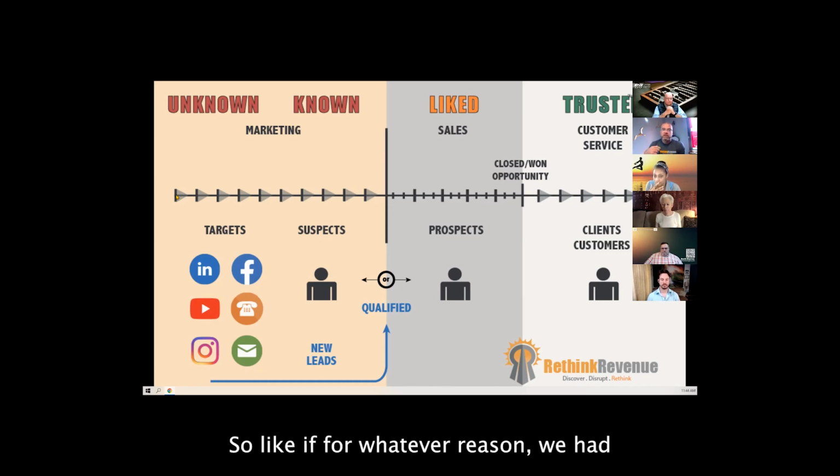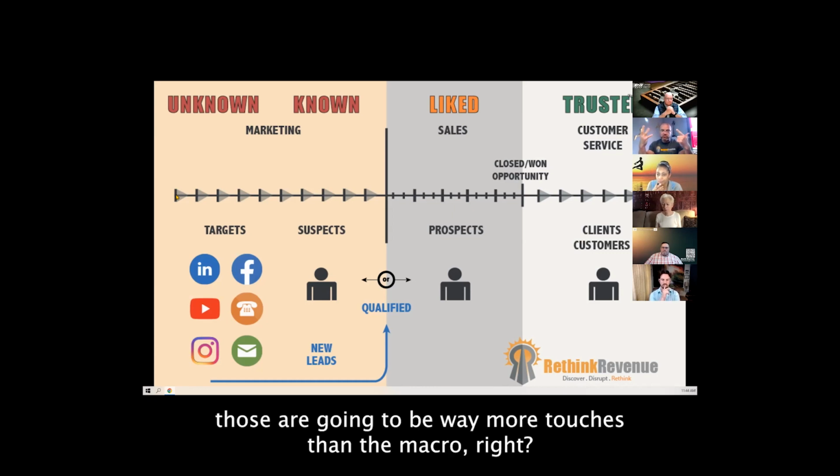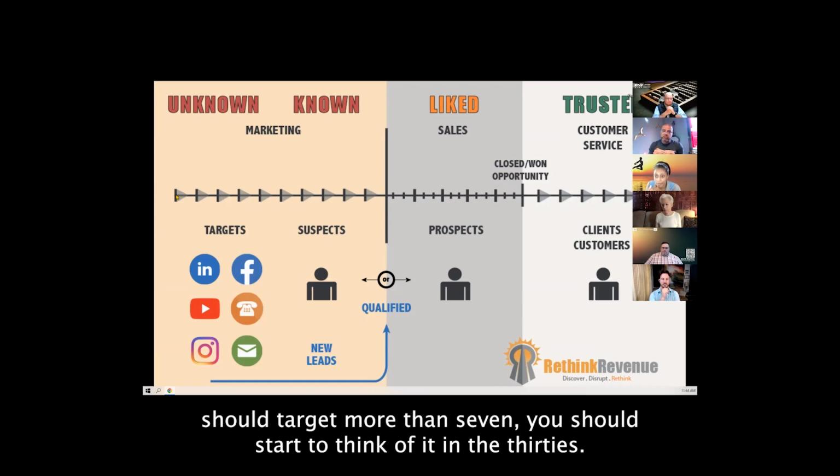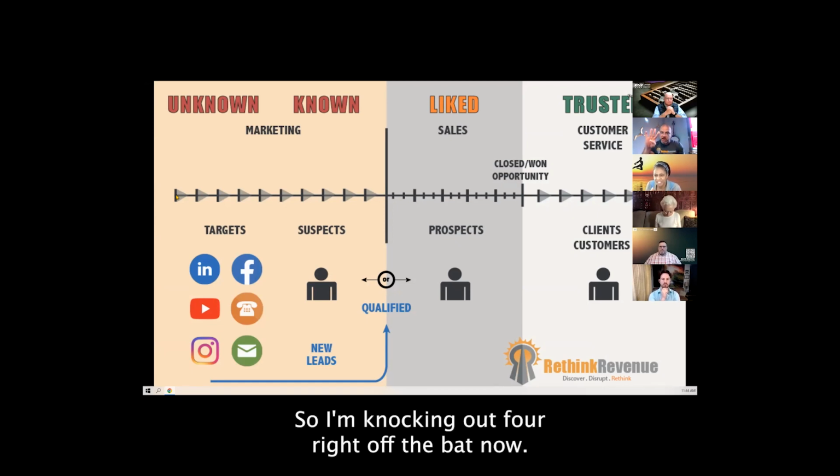If for whatever reason we had billboards, radio ads, TV ads, Pandora ads, Facebook ads, LinkedIn stuff, email, those are going to be way more touches in the macro. So from a solopreneur perspective, you should target more than 7. You should think of it in the 30s. So I'm knocking out 4 right off the bat.